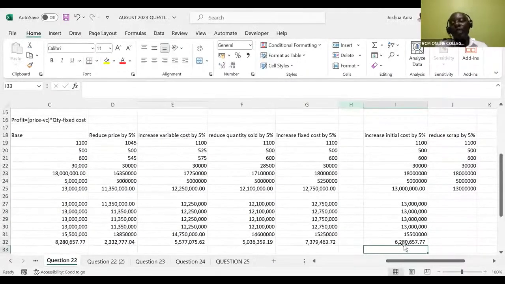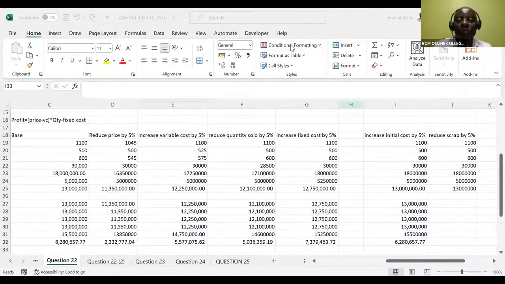Is there anybody who was able to get this 6280? Let me see. Is there anybody who was able to get that 6280? No. Oh, great. So then we come and reduce scrap by 5%. Thank you very much. So now we are reducing scrap.